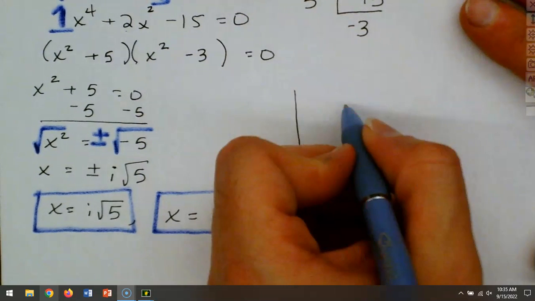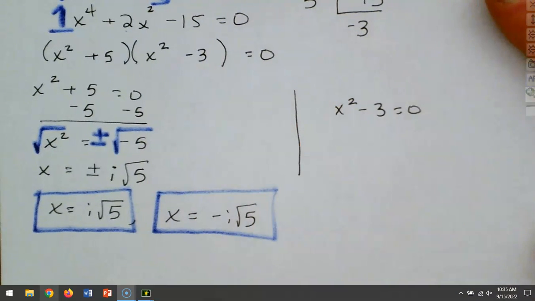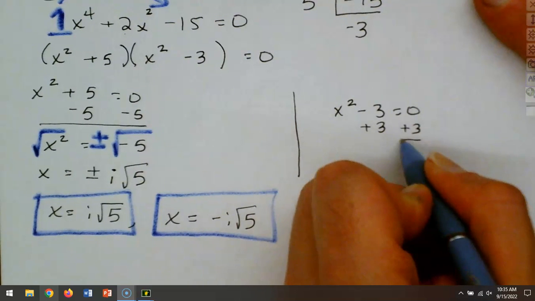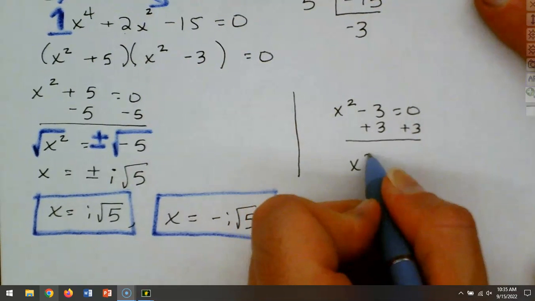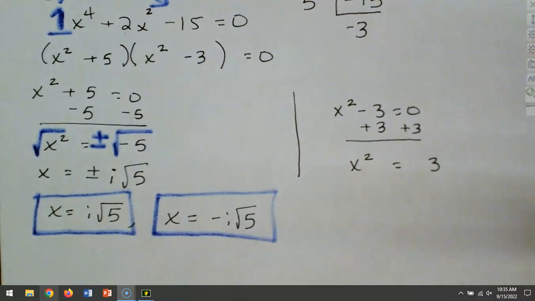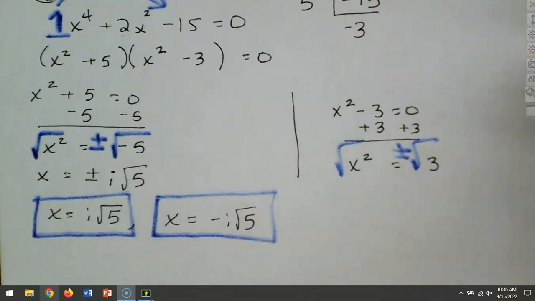Well, they're coming from x squared minus 3 equals 0. Same procedure. Add your 3. And that gives you x squared equals 3. And how do we get rid of a square? Square root. Add on your plus or minus.